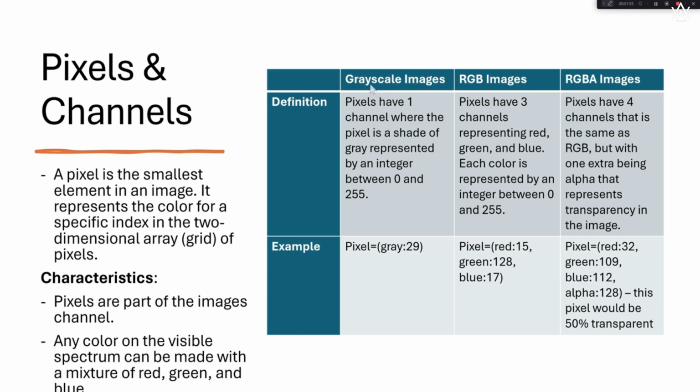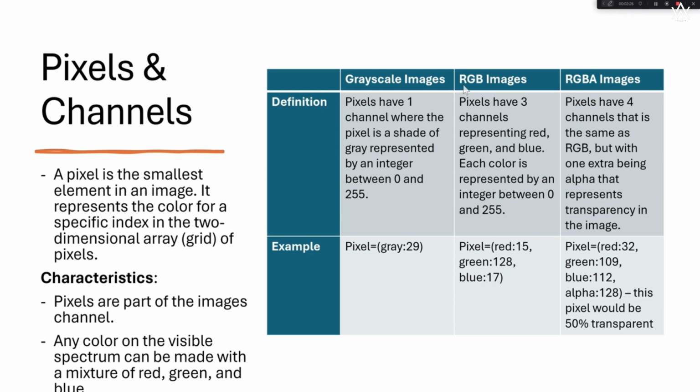So we have grayscale images. The definition is pixels have one channel where the pixel is a shade of gray represented by an integer between 0 and 255. I'm actually not sure, but I think 0 is black and 255 is white. So there's only one channel, meaning it's only got one color value. You can see here, the pixel is equal to one integer value of gray, which is in this example 29.